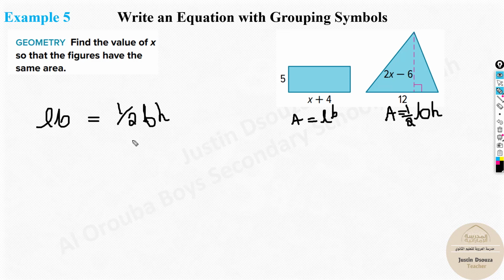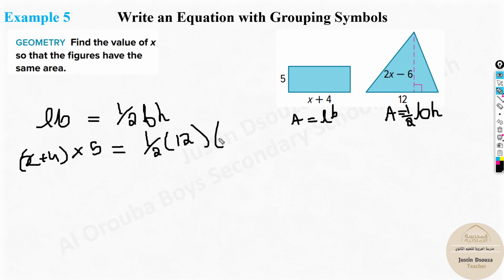Okay, what is the length? Length can be written as x plus 4. Multiply it with what? Multiply it with 5. Equals half. What is the base? Base is 12. What is the height? Height is 2x minus 6. Now you need to solve this. What happens? 5 multiplied by x is 5x plus 5 times 4 is 20 equals.